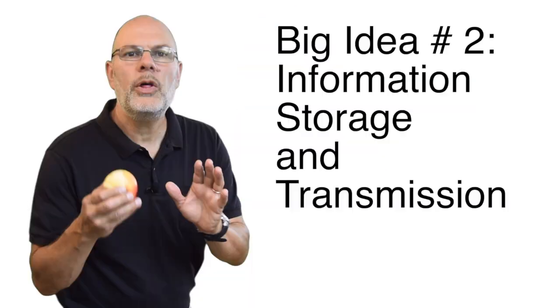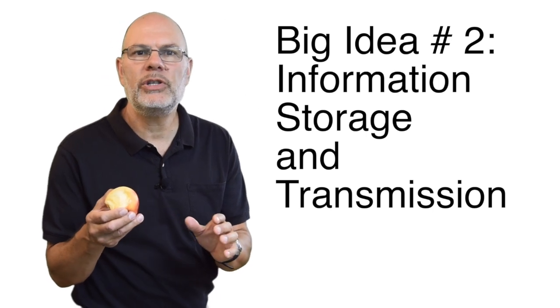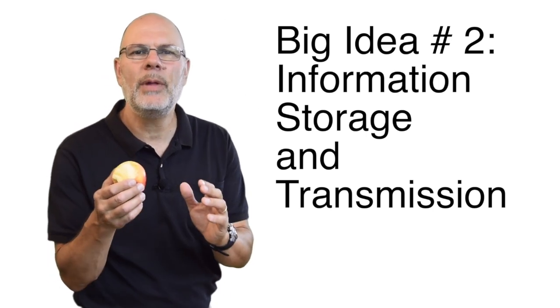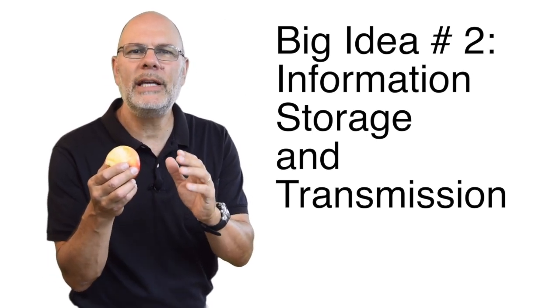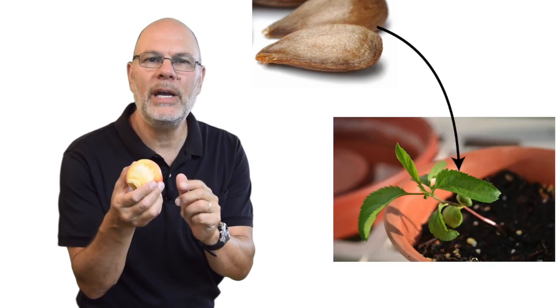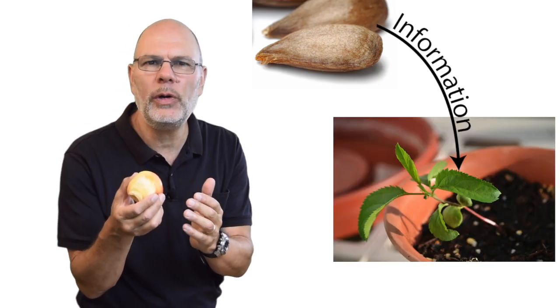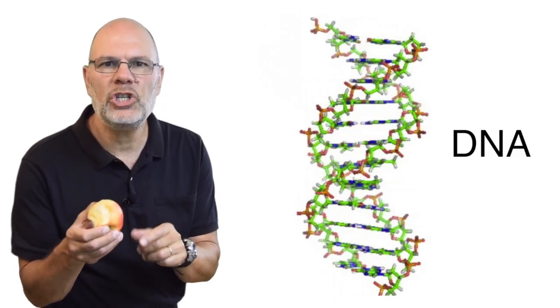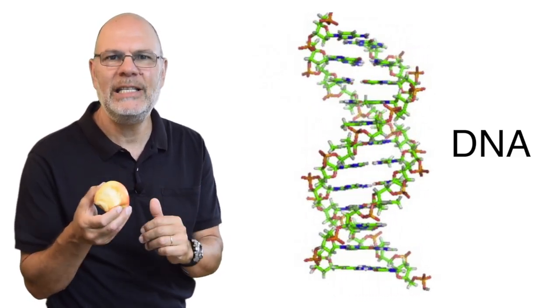It's that simple. The second big idea in our course is information storage and transmission. Again, think about this apple. You plant an apple seed, you get a new plant. What the seed is transmitting is information about how to build a new tree. That information is genetic information, and it's stored in a molecule called DNA.